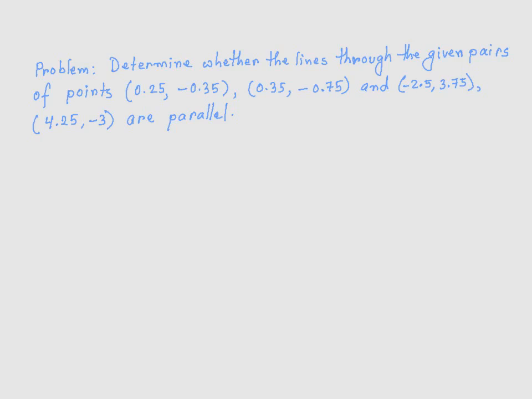In this video, we are going to determine whether the lines through given pairs of points, so this is the first pair and this is the second pair, are parallel. Please do keep in mind that two straight lines are parallel to each other if their slopes are the same.